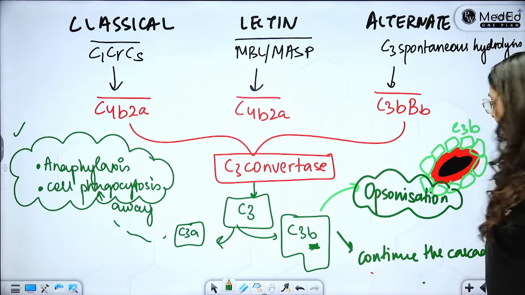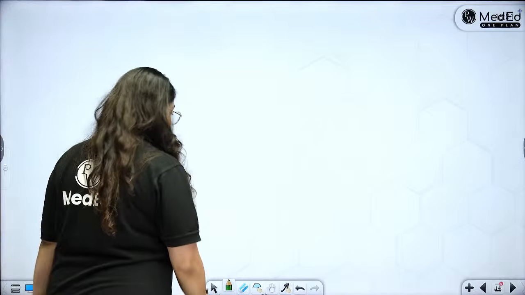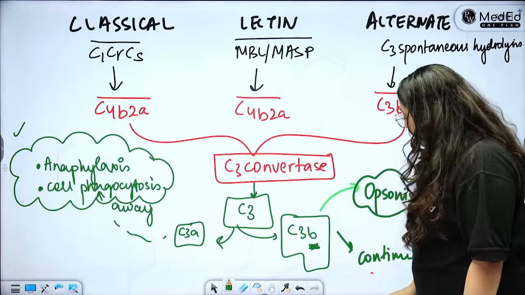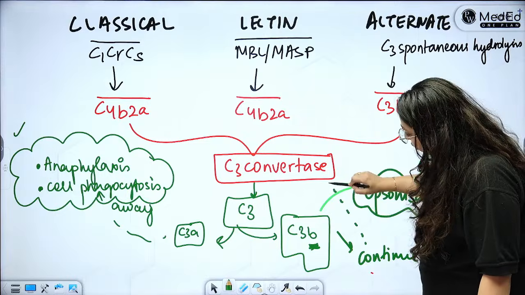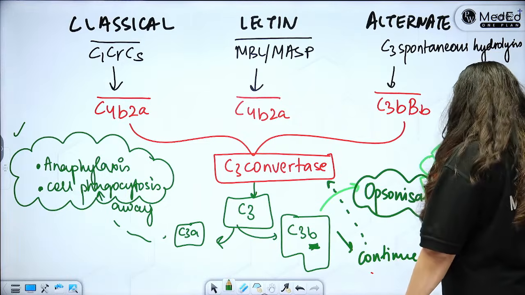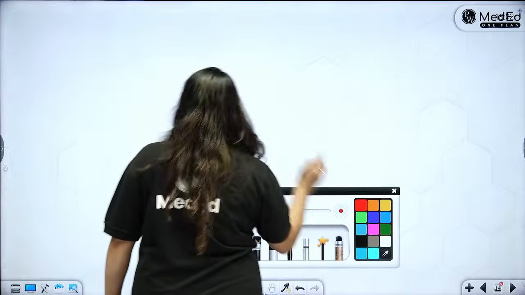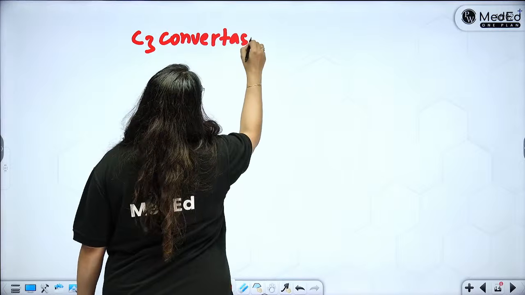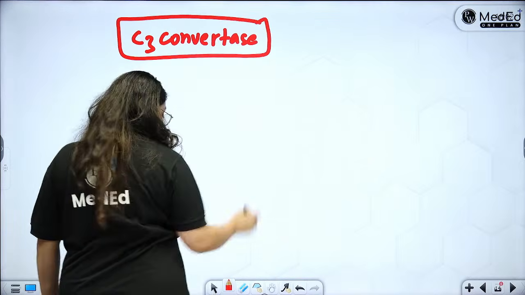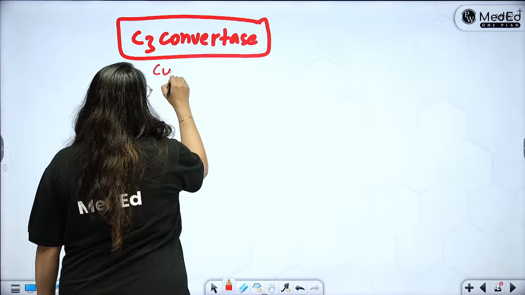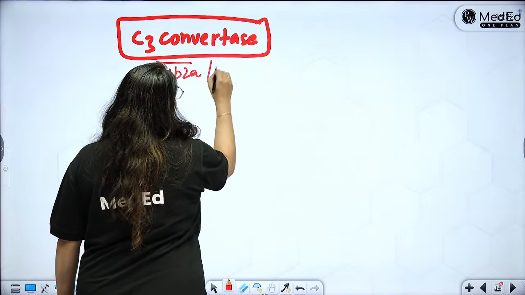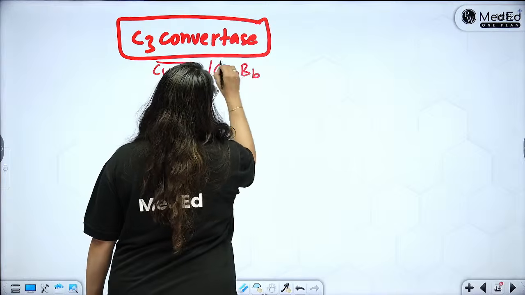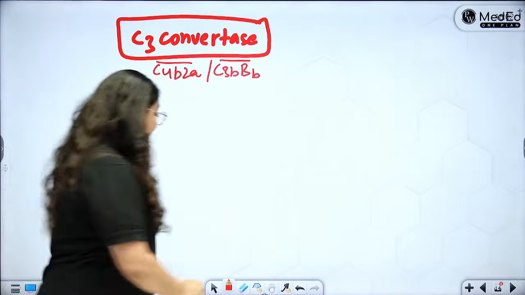So what will happen when C3b decides to continue the cascade? It will go and bind to the C3 convertase, right? So in order to continue the cascade, it will go and bind to this guy. You have your C3 convertase here, and it could be either of the two. Either it could be C4b2a or it could be C3bBb. What will bind to it now?